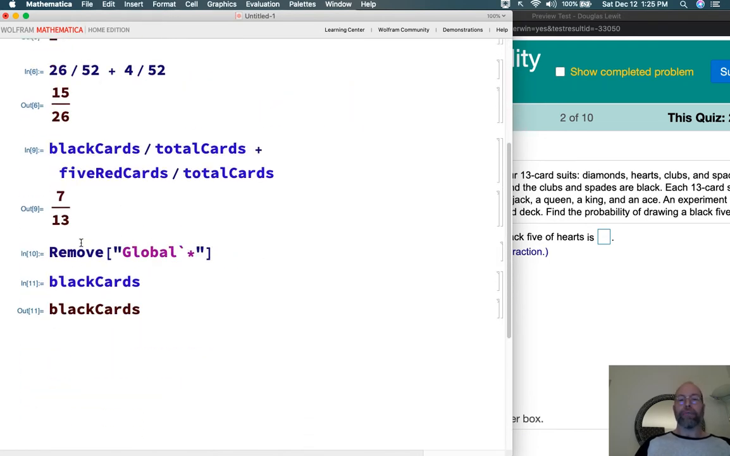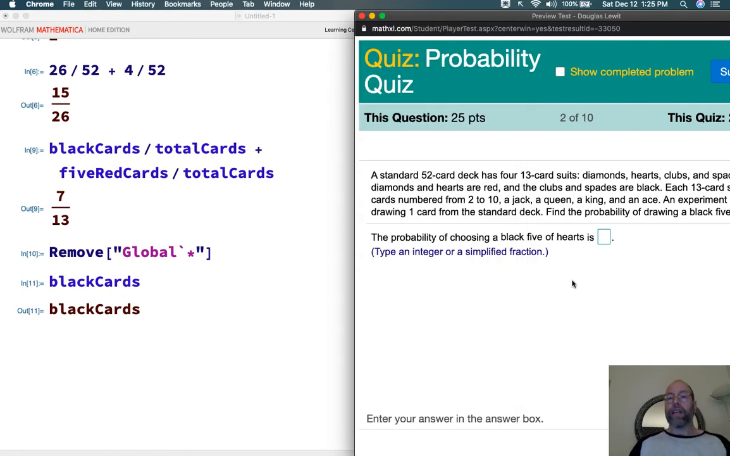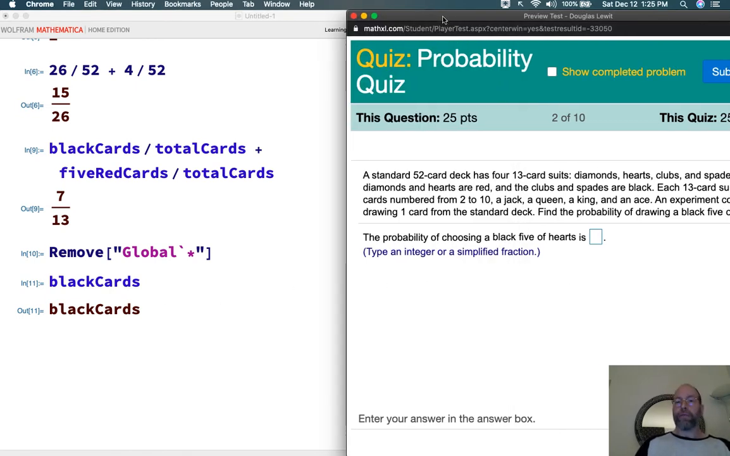However, here I removed all of my user-defined values, my user-defined expressions. So now if I type black cards, this symbolic form, black cards, is simply returned to me unevaluated because it doesn't represent a number anymore. It doesn't represent a number or any type of expression. Okay? So let's move on to number 2.